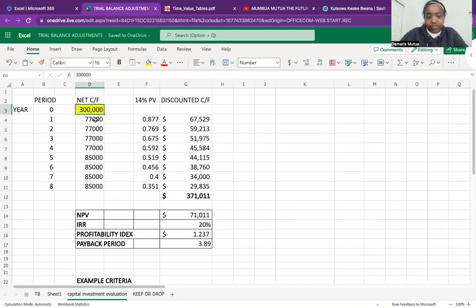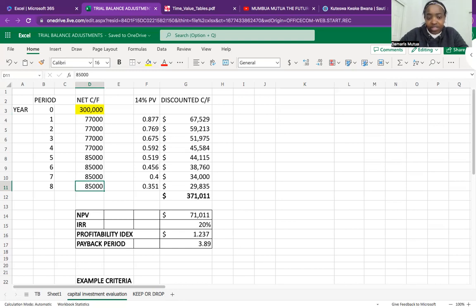Year 1, we have 77,000, year 2, 77,000, year 3, 77,000, year 4, 77,000, year 5, 85,000, year 6, 85,000, year 7, 85,000, year 8, 85,000. So this is a capital project with a period of 8 years. The benefit of this project will be received over a period of 8 years.